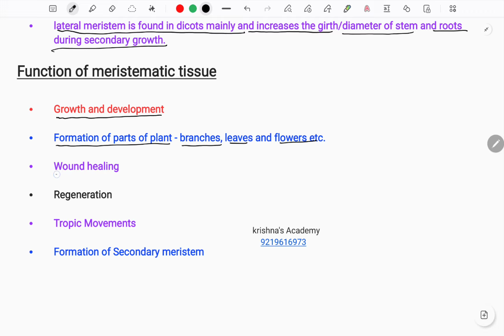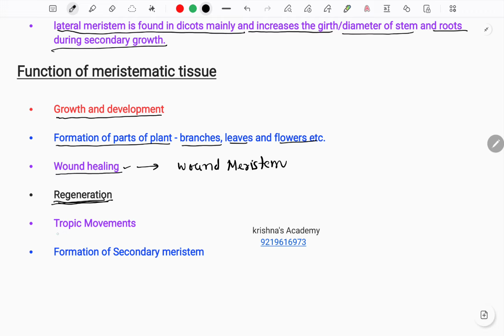Whenever an injury takes place in the plant body, a wound is generated, and the healing of the wound is another important feature. Which type of meristem will help in wound healing? It is named the wound meristem. Next function, regeneration. As we discussed, intercalary meristem helps in the regeneration of the plant.